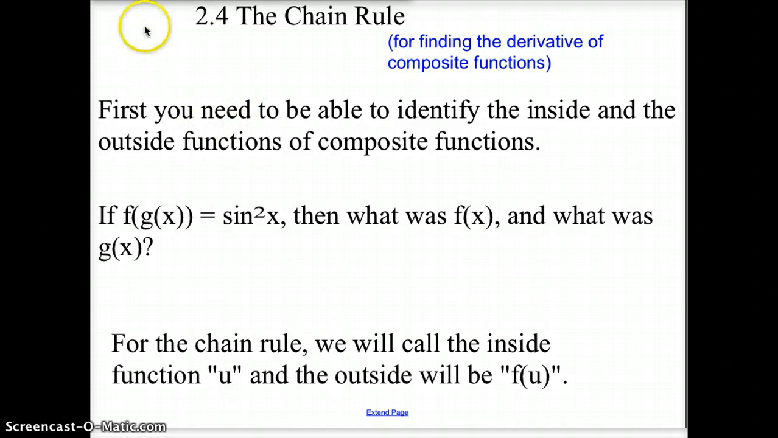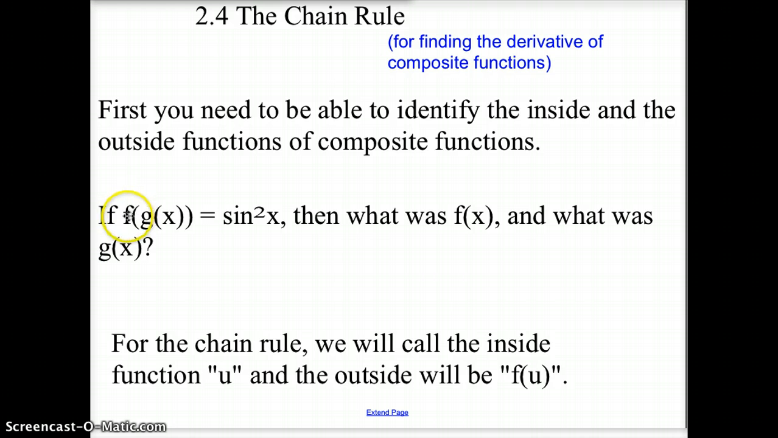This is a section where a lot of students make mistakes because they don't understand. If you want to find the derivative of composite functions, use the chain rule. It's not a product rule, it's not a quotient rule. It's only used for one function inside of another function. In order to do that, you have to identify the inside and the outside functions of composite functions.